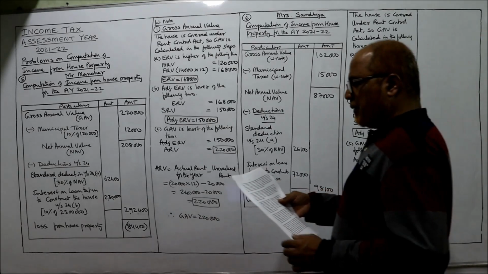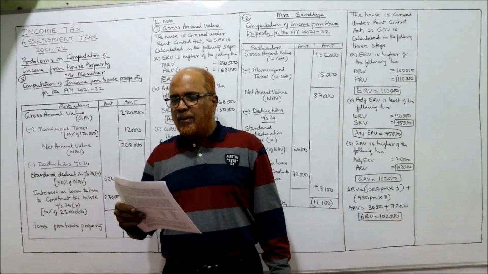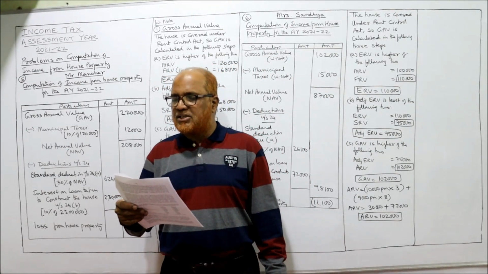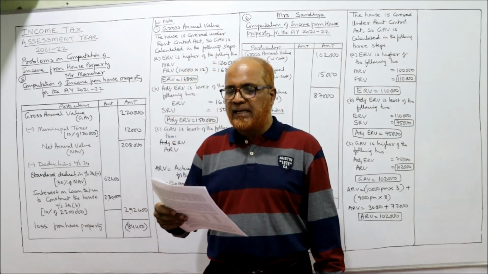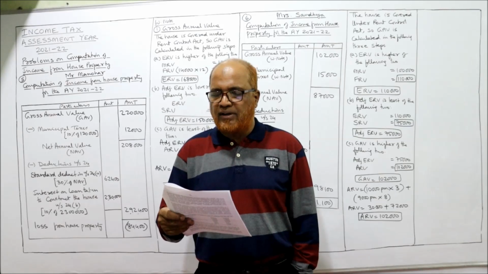Come on, see the 5th problem. On 1st April 2020, Mr. Manohar purchased a house in Hyderabad for residential purpose for rupees 23 lakh. For this, he took a loan at 10% from Central Bank of India.